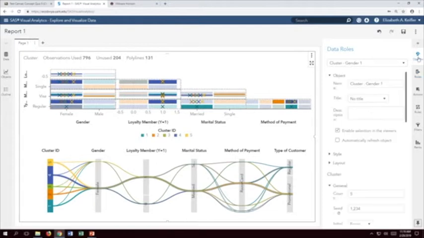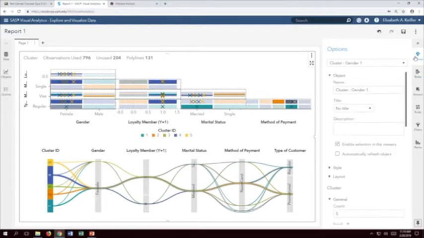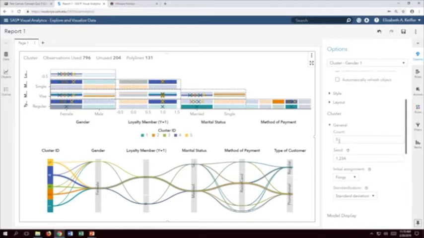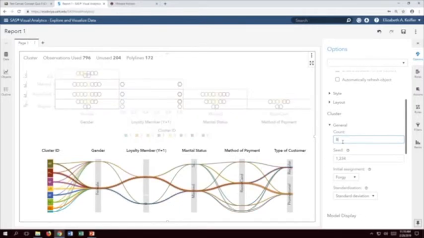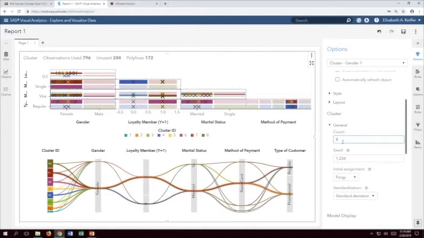So in the options, we can change and we can look at, well, let's use more clusters. So are the X's showing the central points of each of these clusters? They're showing the most common. They're showing where the cluster is happening the most.